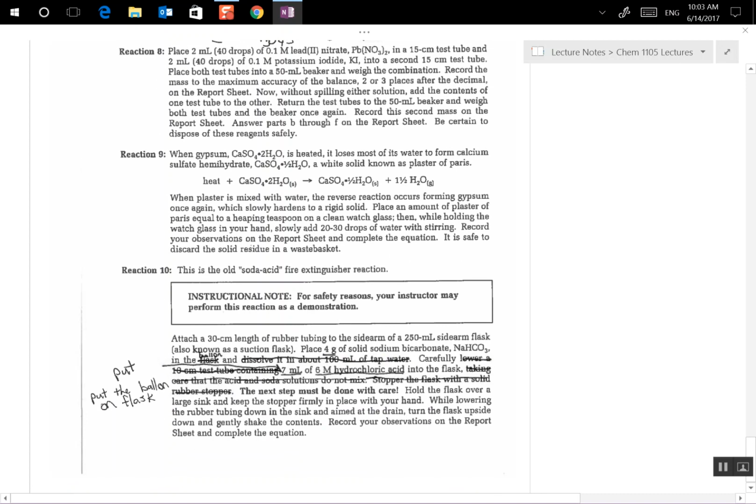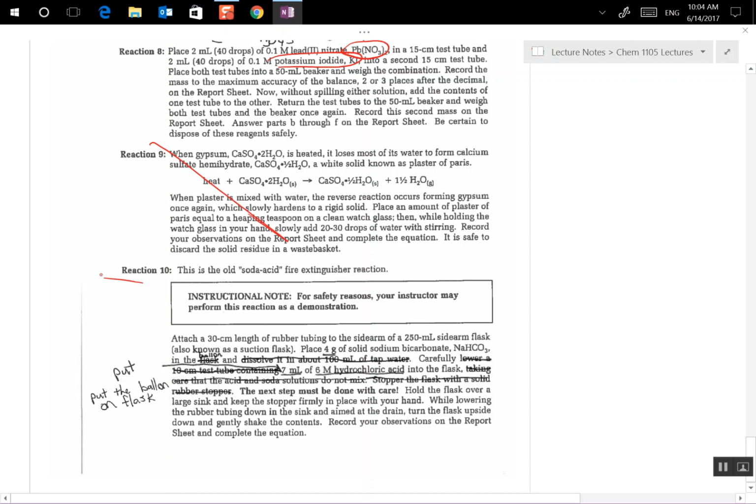Then in reaction 8, you're going to place 2 milliliters, 40 drops, of some lead nitrate, and about the same amount, equal amounts, of potassium iodide, KI. This is going to give you a precipitate, and you'll be able to describe that. Reaction 9, we're not going to do. Don't worry about that one.